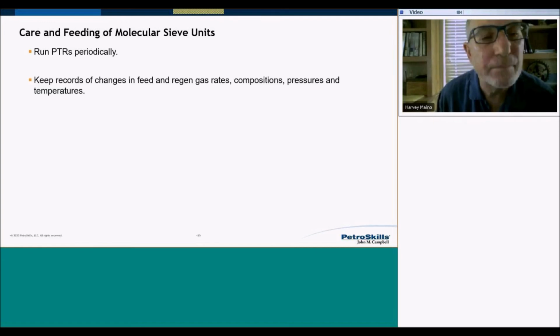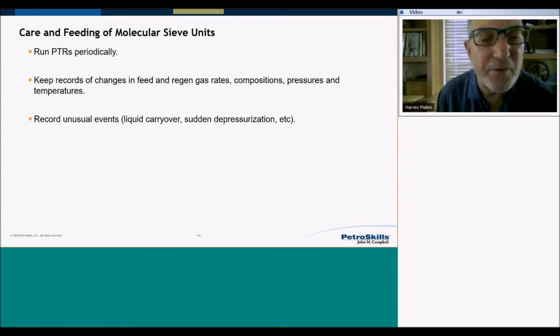Keep good records. Keep records of the changes in feed and regeneration gas rates, and the compositions, changes in compositions, pressures, changes in temperatures. When you report this to your vendor, he's going to want to have all of this information. Record any unusual events, such as liquid carryover, sudden depressurization, amine burping into your unit. Your vendor's going to want to know about this.